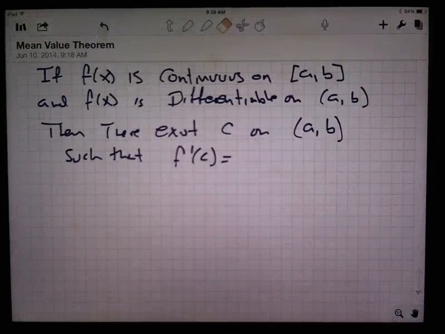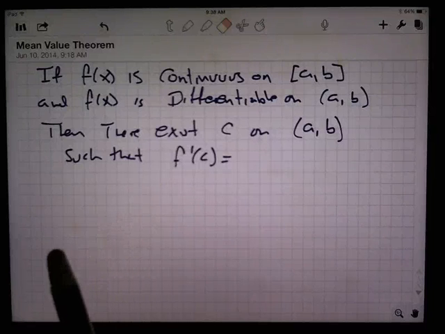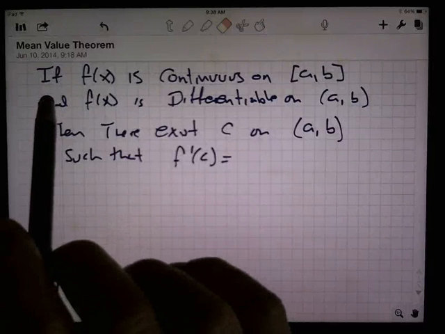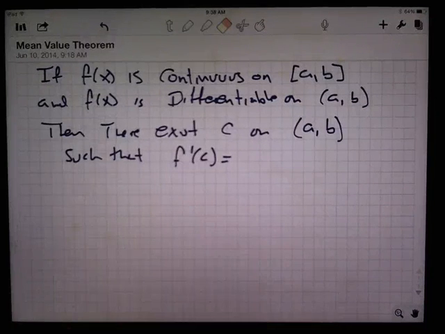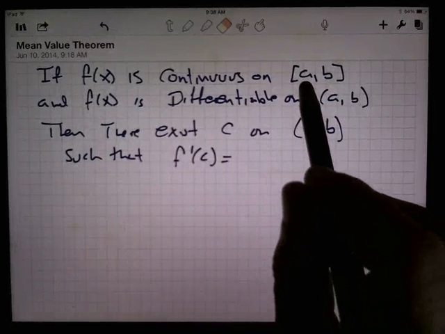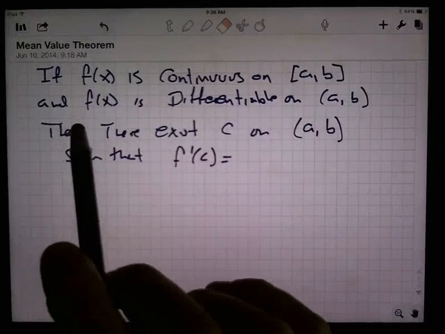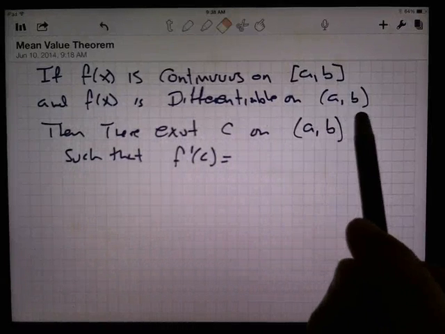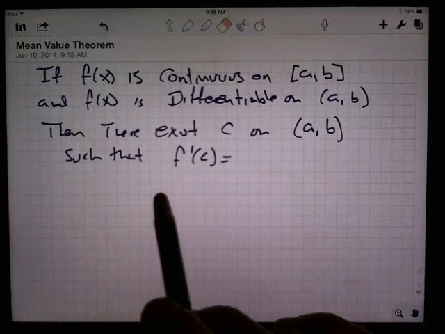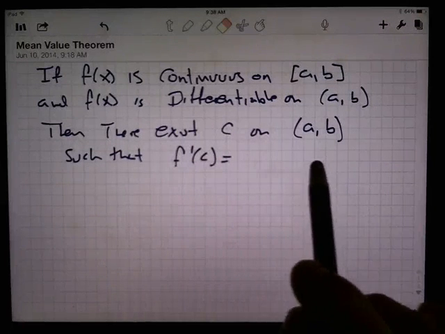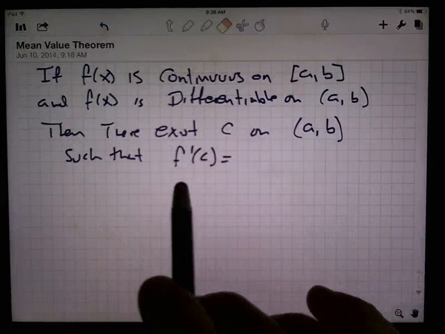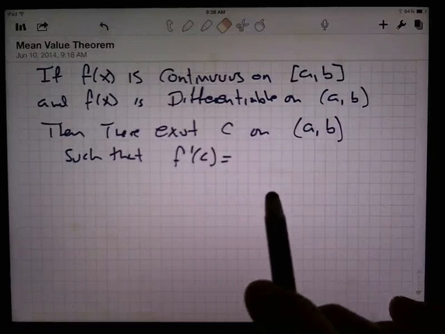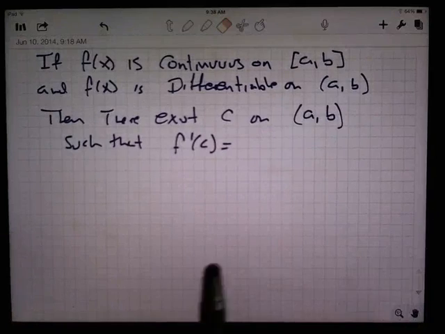Now let's take a look at the mean value theorem. The mean value theorem looks a lot like Rolle's theorem, except for one little difference. It says if f of x is a continuous function on the closed interval from a to b, and f of x is differentiable on at least the open interval from a to b, then there exists a c in the interval from a to b such that f prime of c equals, and let's see if we can figure out what needs to be there.